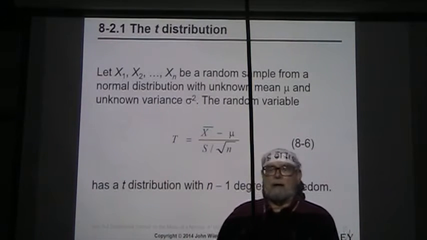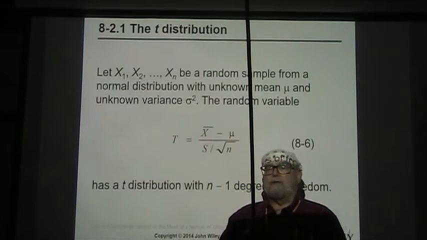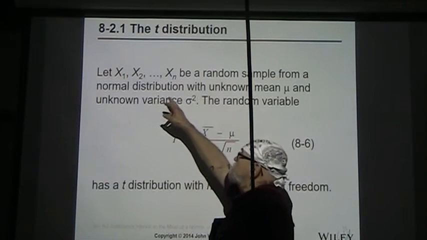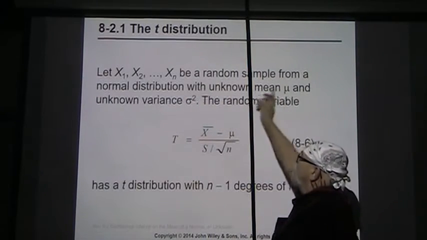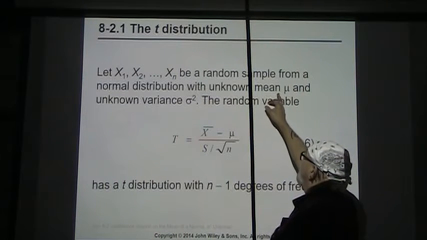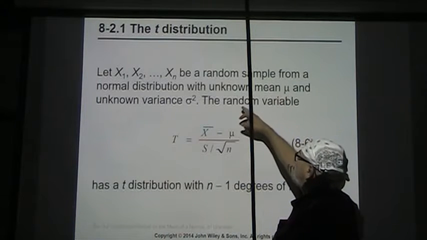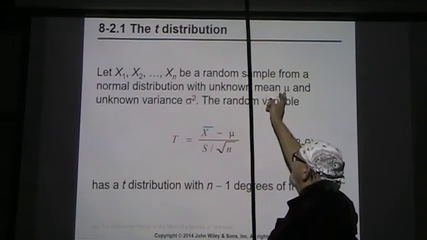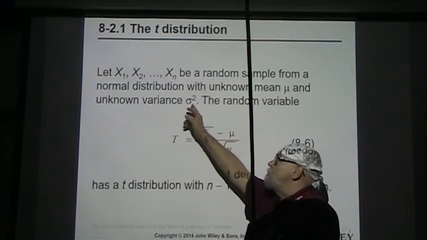Let's talk about this, and we'll learn how to do the confidence intervals with it. All right, so let x1, x2, up to xn be a random sample from a normal distribution with a known mean mu and an unknown variance sigma squared.